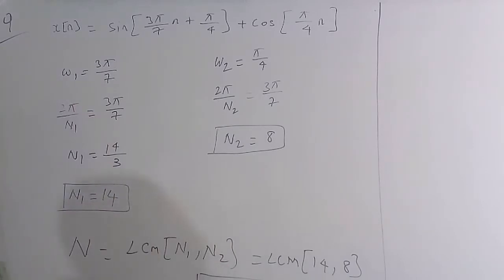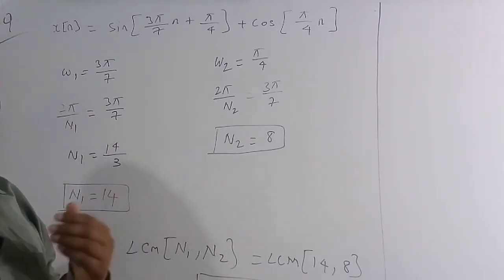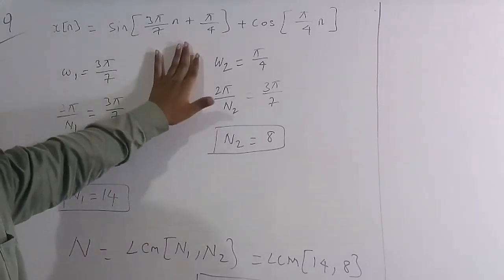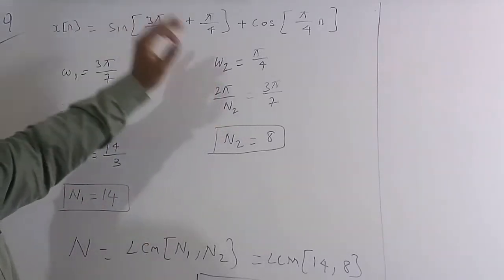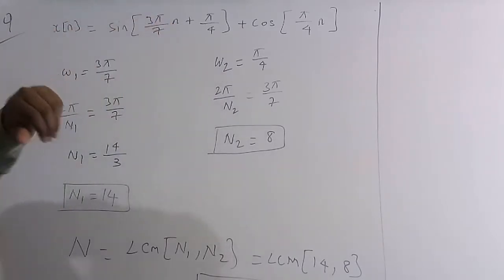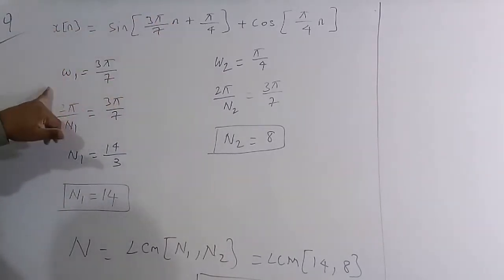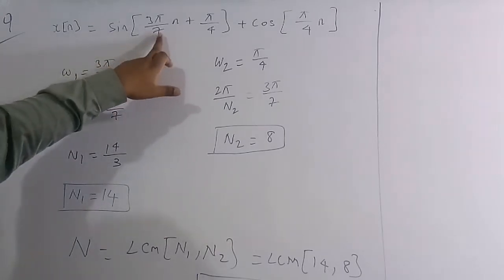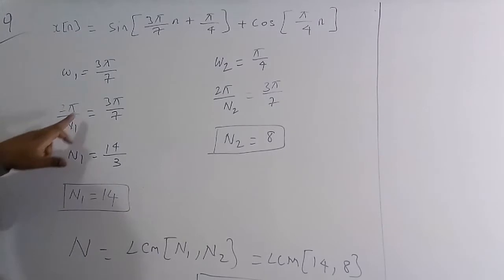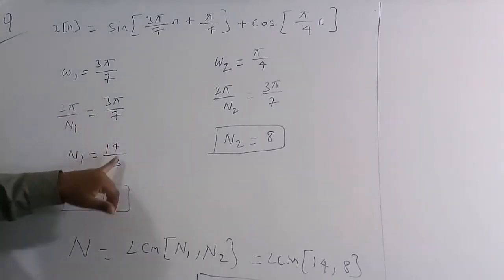In the continuous time domain, even if the two signals are periodic, their summation can be either periodic or aperiodic. But in the discrete time system, if the signals are periodic, then compulsorily the summation is also a periodic signal. So here the first signal is sine omega 1 n, where omega 1 is 3 pi by 7. Here omega 1 is nothing but 2 pi by n1. So 2 pi by n1 is equal to 3 pi by 7, so n1 is equal to 14 by 3.